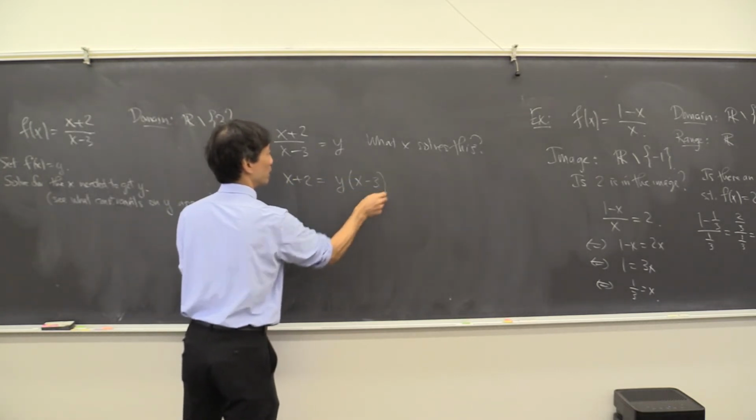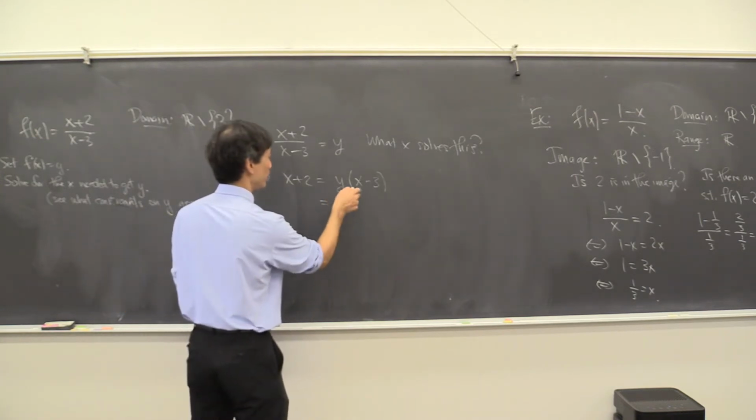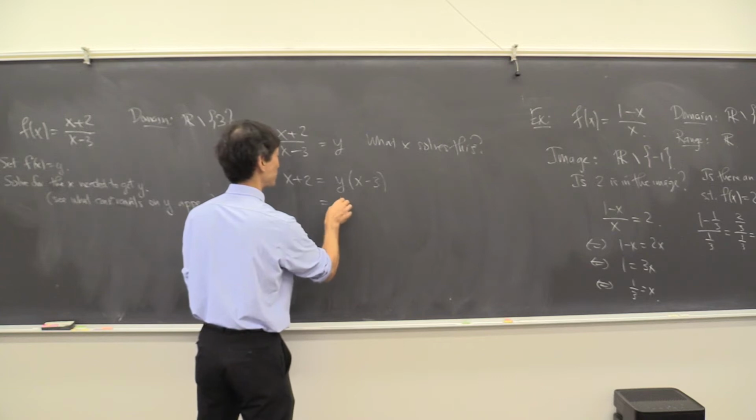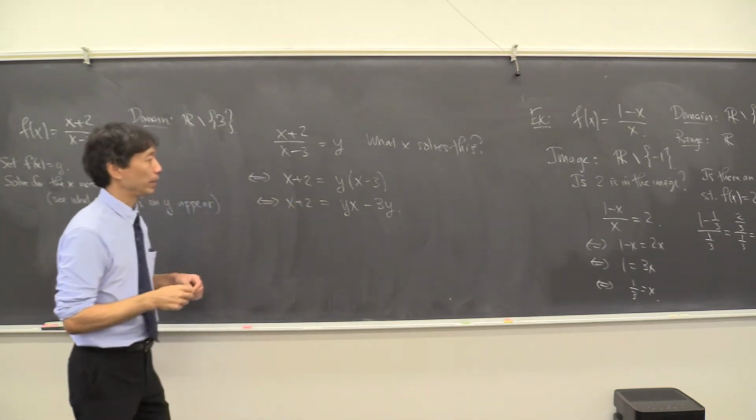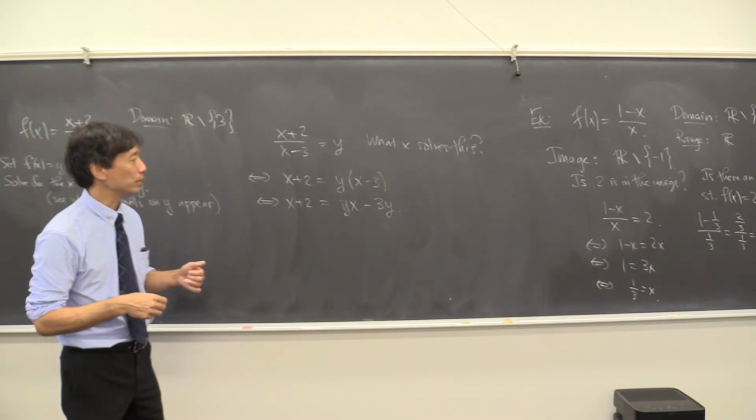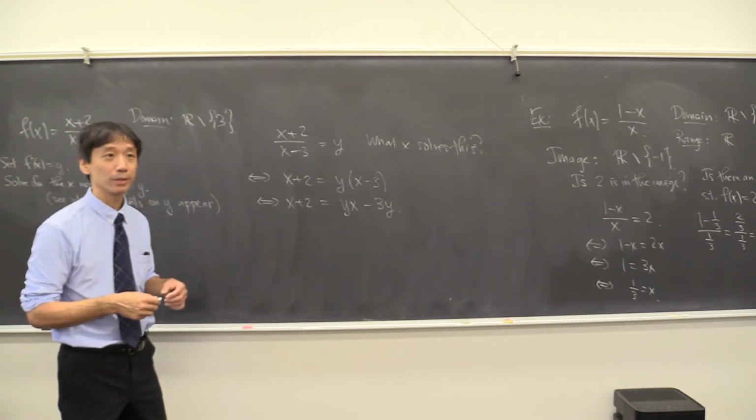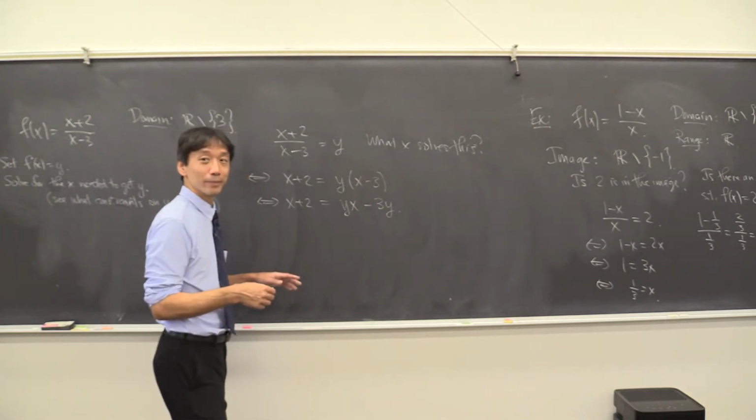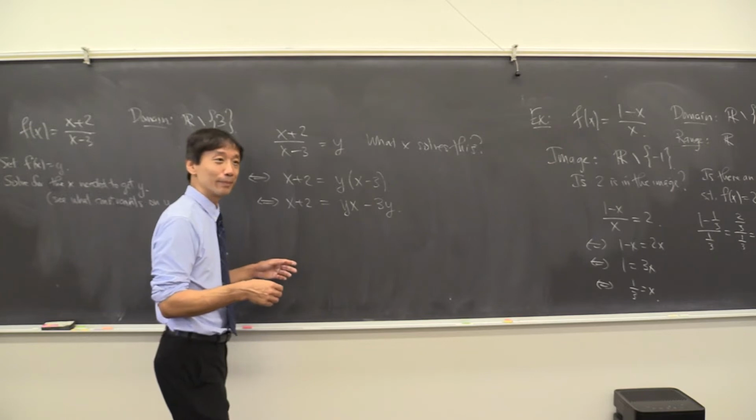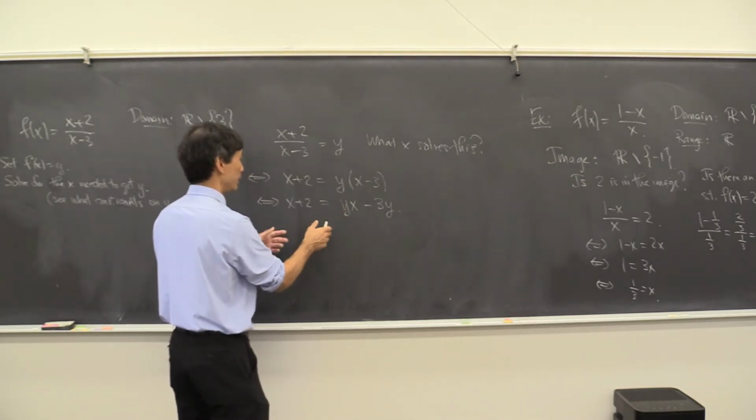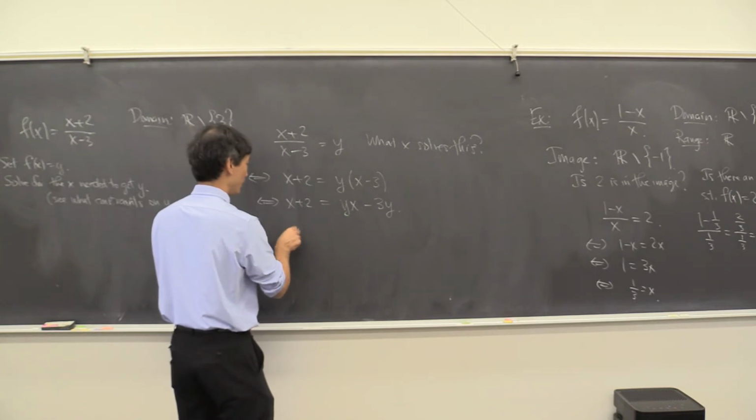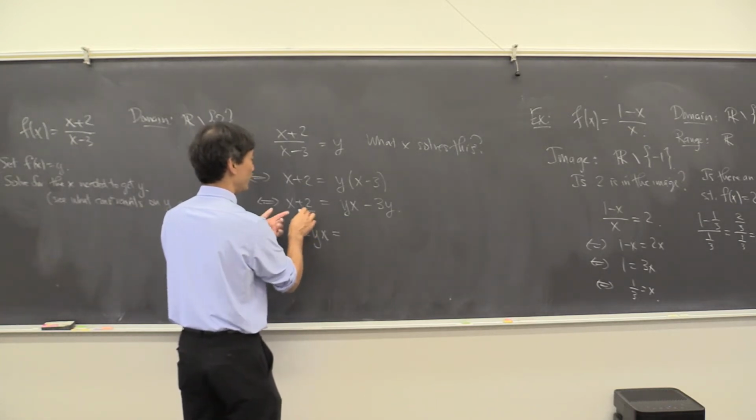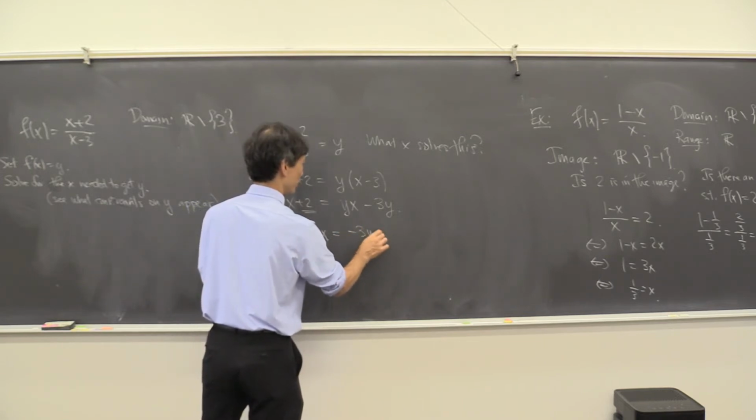Okay. So let's multiply that out. We get yx, and we also get this 3 minus 3y. And then we want to solve for x. So how do we isolate x? You want to get x by itself, right? Let's move everything involving x to one side. So we have this x minus yx here, and I'm going to move the 2 to the other side, so negative 3y minus 2 over here.